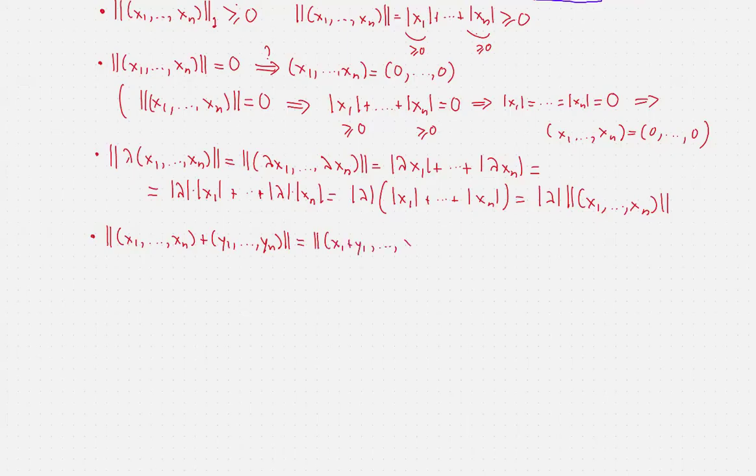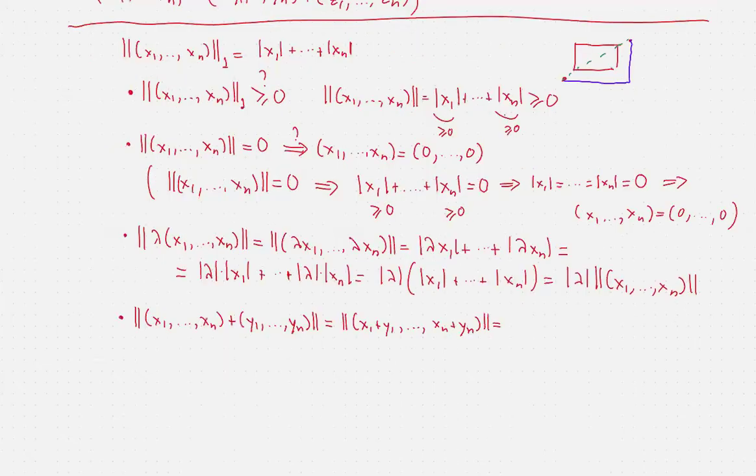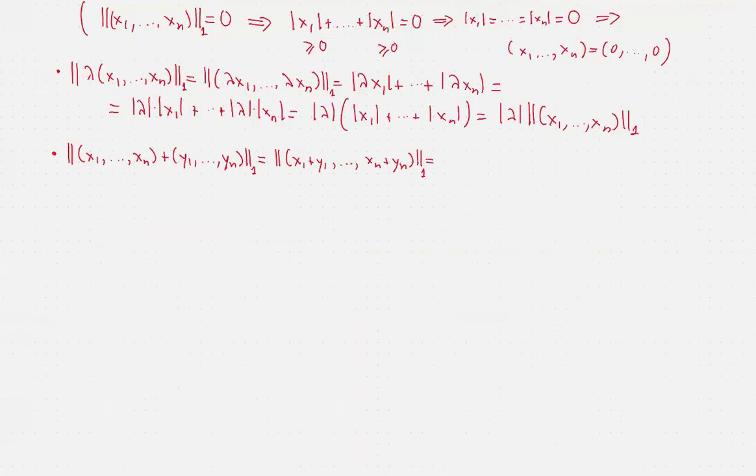Which has norm by definition. Actually, you see I had started writing this little index 1 for all the norms, and at some point I stopped doing it, which is not a good idea. So let me put again the number 1 here, everywhere that I had a norm. Okay, so I think I'm consistent now. And this is the sum of |x1 + y1| plus all the way to |xn + yn|.